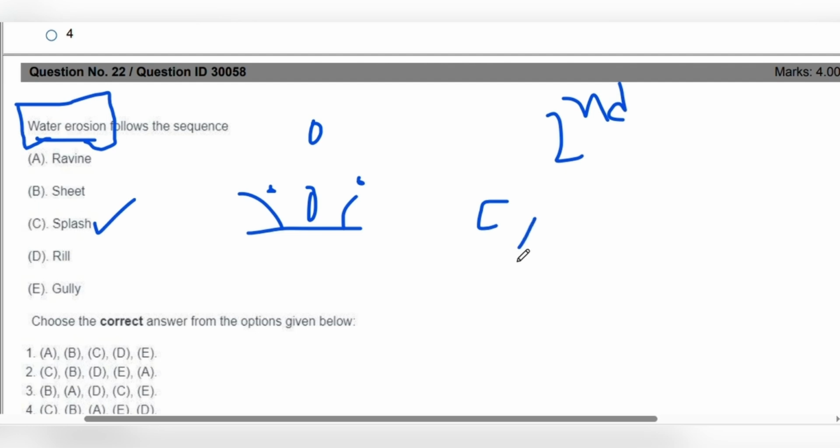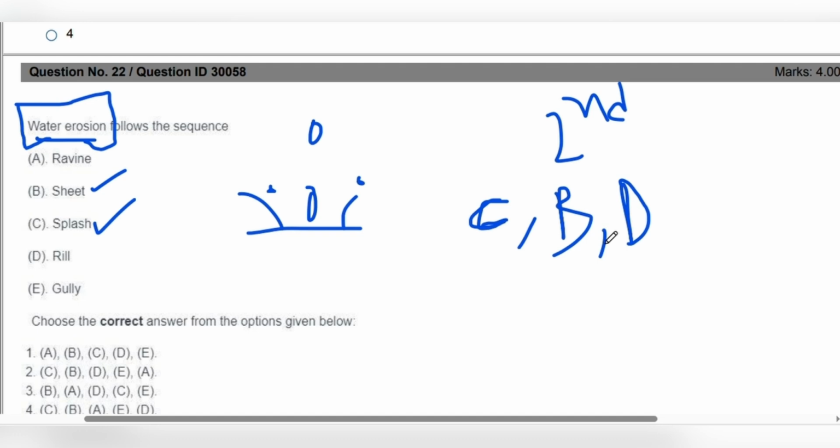Then we know after splash, the next one comes. What is that? That is sheet erosion. Sheet erosion is skimming off of the topsoil, or removal of the topsoil layer as muddy water. The topsoil layer gets removed by means of flowing water as muddy water and removes the entire topsoil. So C, then B. Then comes the rill erosion, that is small finger-like, small depressing structures in the soil where there is a concentrated flow of water. So sheet erosion gets transformed into rill erosion.